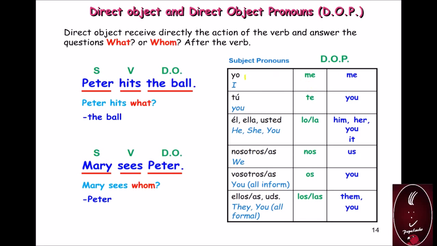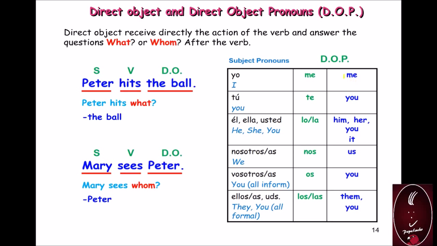Me is the direct object for yo. Te is the direct object for tú. Lo is the direct object for él or usted. La is the direct object for ella or usted. And so on. The same in English.